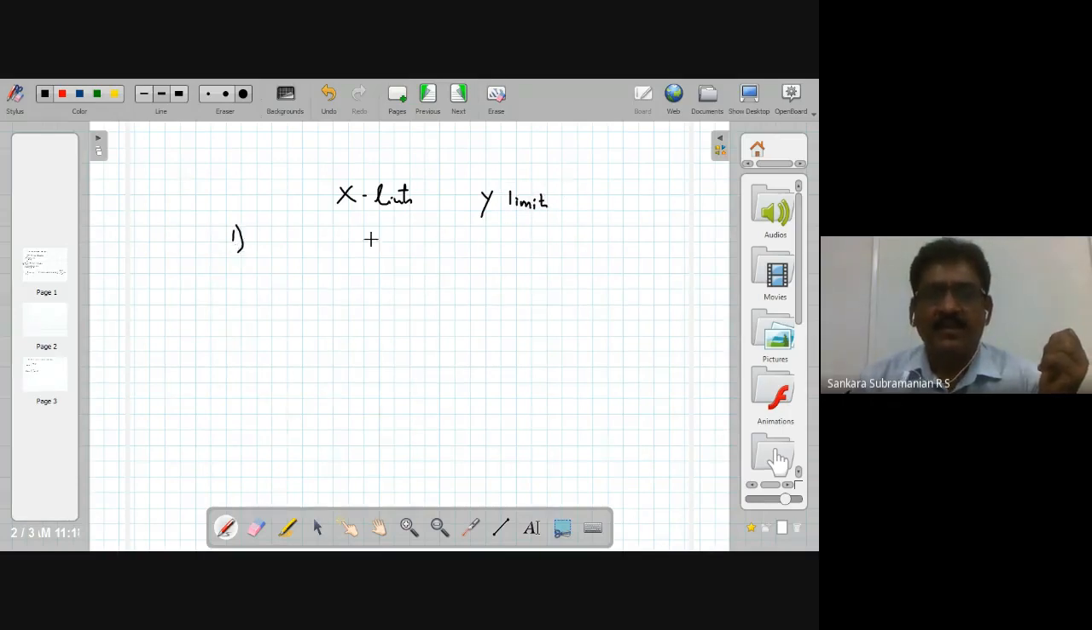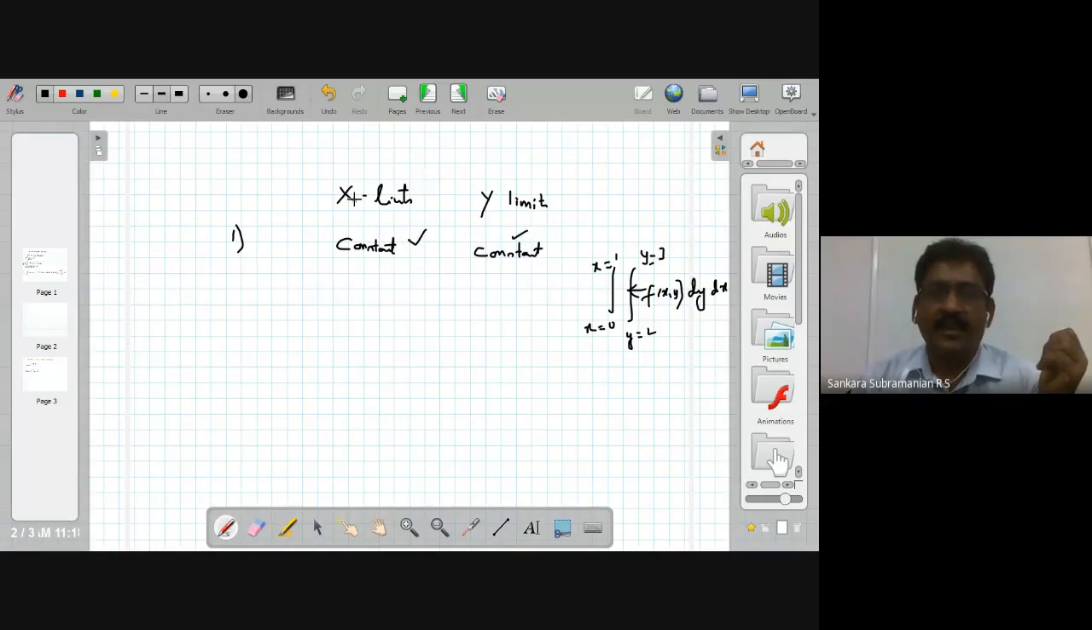In category 1, the x and y limits can be constant. The x limit can be a constant and the y limit can also be a constant. So for example, you have a double integral with x equal to 0 to x equal to 1, y equal to 2 to y equal to 3, and a function in two variables f of x comma y. Usually this is the inner integral which has the limits for y, so dy first and then dx. This is one type, we call it constant limits.